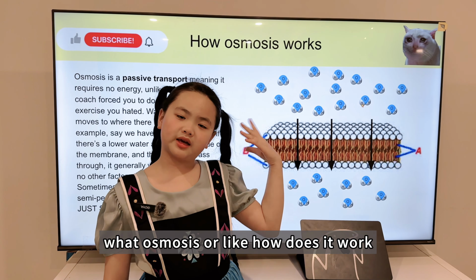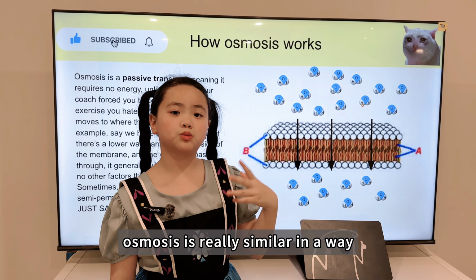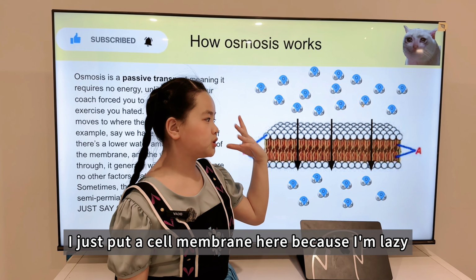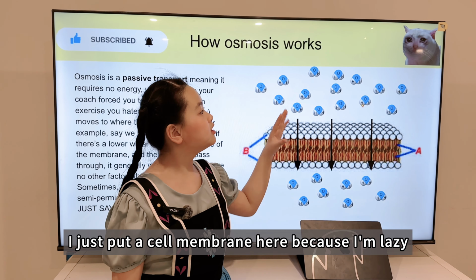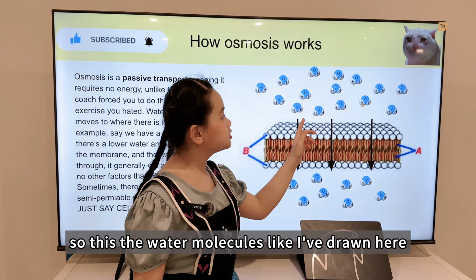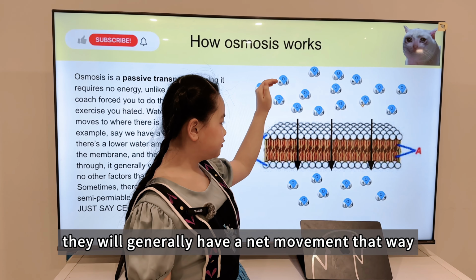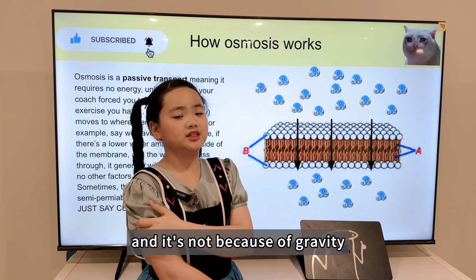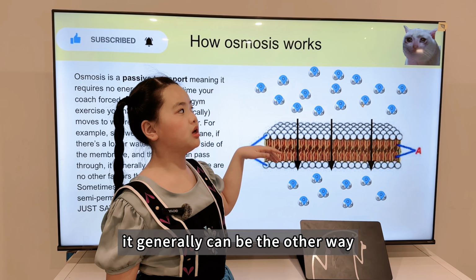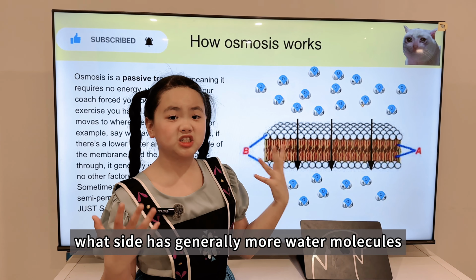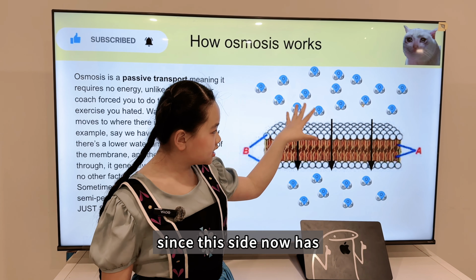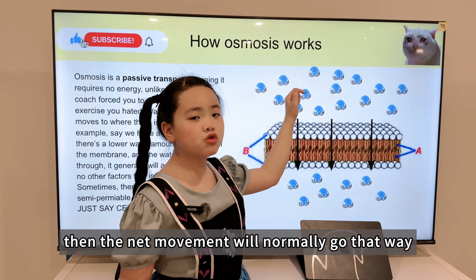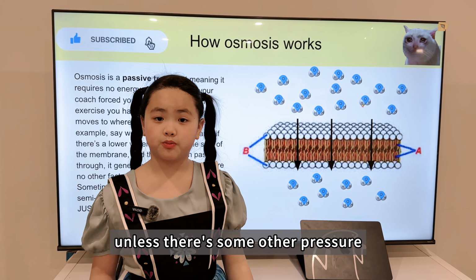How does osmosis work? Osmosis is really similar in a way. Basically, you have some water molecules and they're traveling through a membrane. I just put a cell membrane here because I'm lazy. So the water molecules, like I've drawn here, they will generally have a net movement that way down to the other area, and it's not because of gravity. It generally can be the other way. It depends on what side has generally more water molecules. Since this side now has clearly more water molecules, you can count, then the net movement will normally go that way unless there's some other pressure.